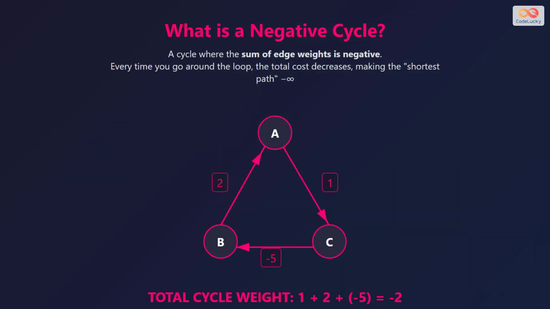Now, what is a negative cycle? Imagine a loop of 3 nodes where the sum of weights is negative, say -2. Every time you traverse this loop, your total path cost decreases. You could technically spin around this loop forever to get a cost of negative infinity. This is a problem for finding a shortest path.